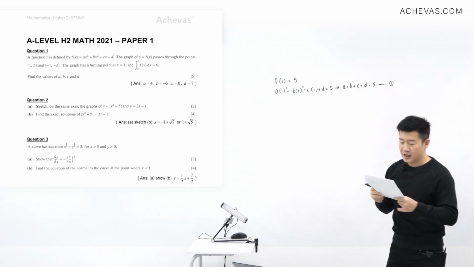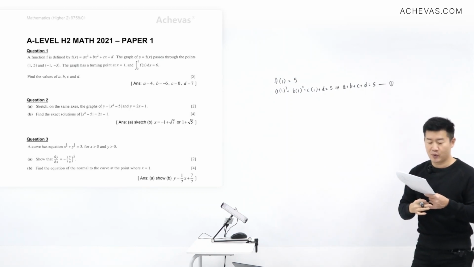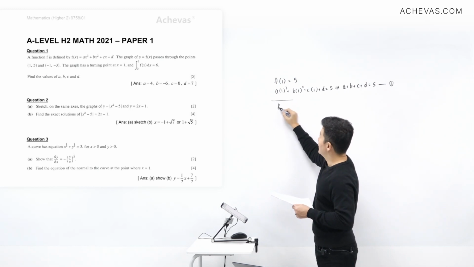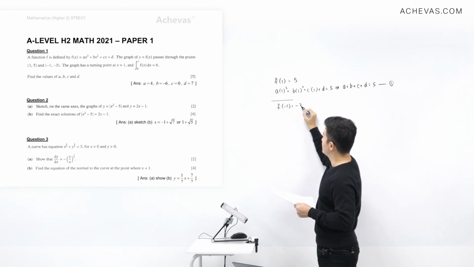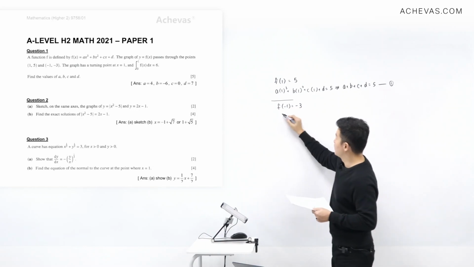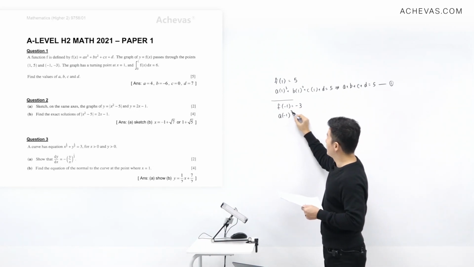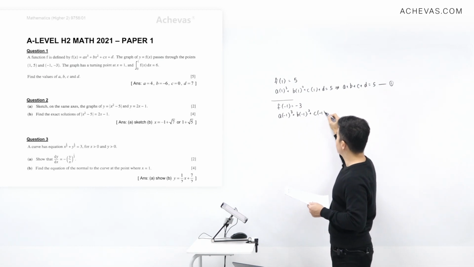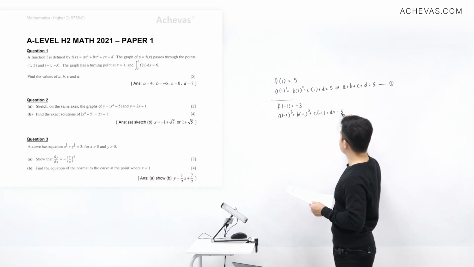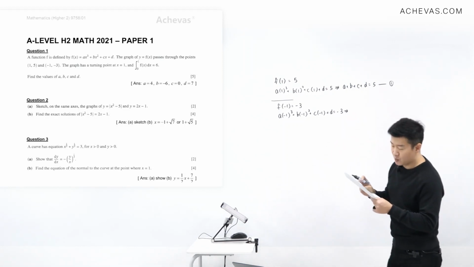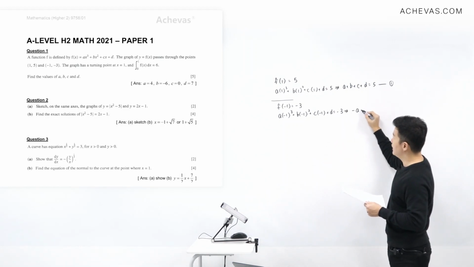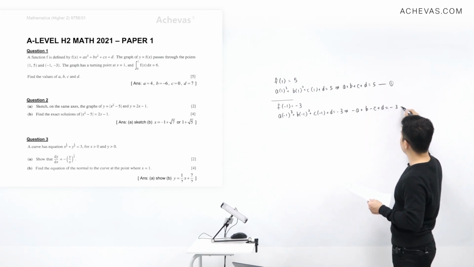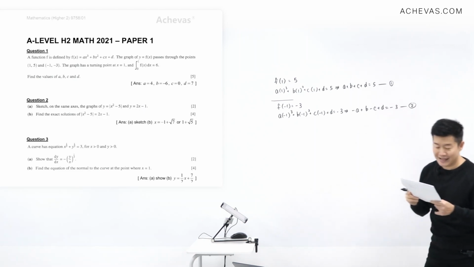Equation number 1. The graph is also going to be passing through the point (-1, -3). I'm going to make use of the same idea. So f(-1) is going to give me -3. So we will have a times (-1) to the power of 3 plus b times (-1) to the power 2 plus c times (-1) plus d, equal to -3. We will get the equation: minus a plus b minus c plus d is equal to -3. This is my second equation.